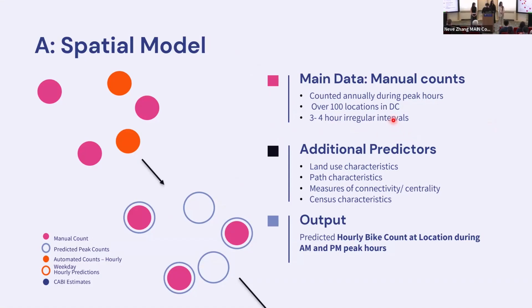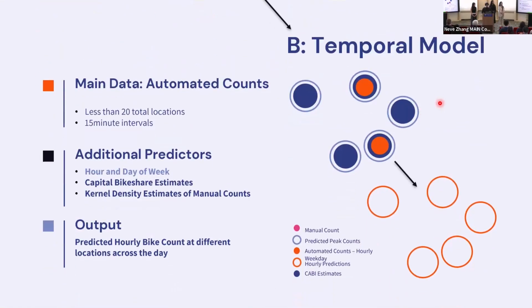And this is used in the temporal model in order to model the hourly bike counts across all locations. How we test for this is by using automated counts, which are available in fewer than 20 locations, but they are present in 15-minute intervals. We also use additional predictors such as hours and days of week fixed effects, Capital Bikeshare estimates, and a kernel density estimate of manual counts in order to produce an estimate for the predicted hourly bike count at different locations across the day.